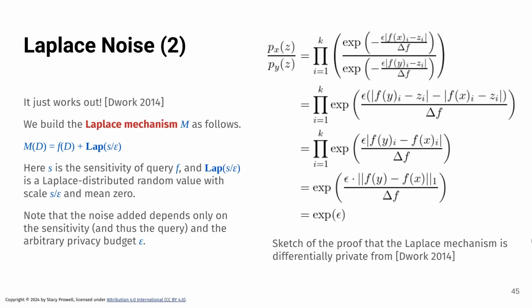And so that's our Laplace mechanism. The noise that we add with the Laplace mechanism depends only on two things. The sensitivity, which depends on the query and could depend on the data set itself. Remember, sensitivity depends on two things, the query and the data set. And our arbitrary privacy budget, epsilon. Pick whatever privacy budget you want. We've already sort of seen the effect of that. So it depends on those two things.